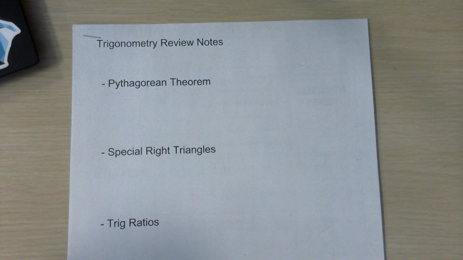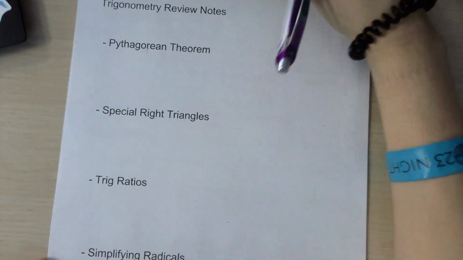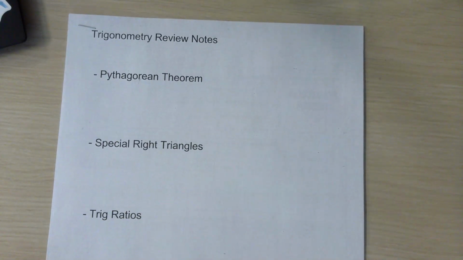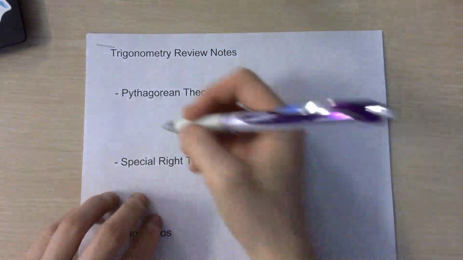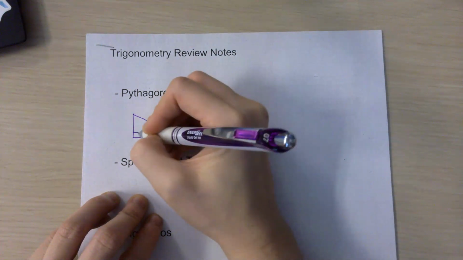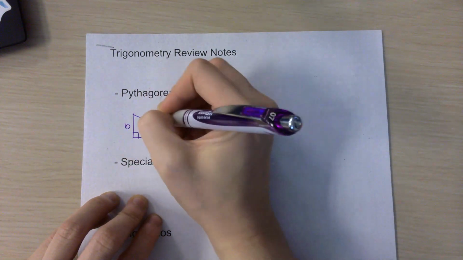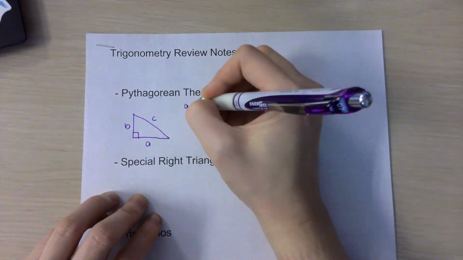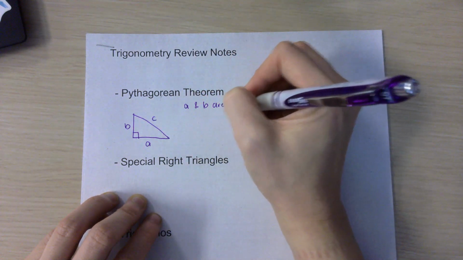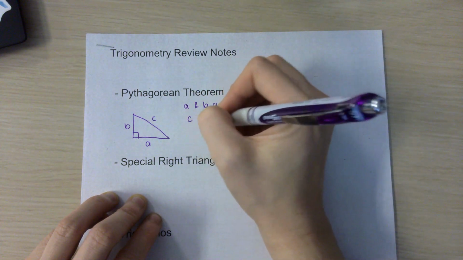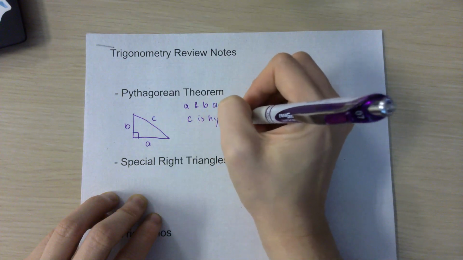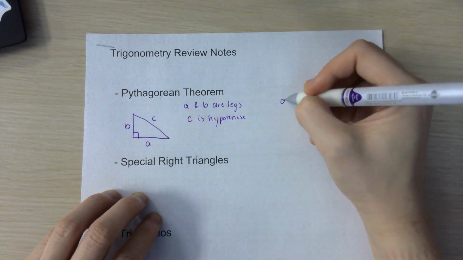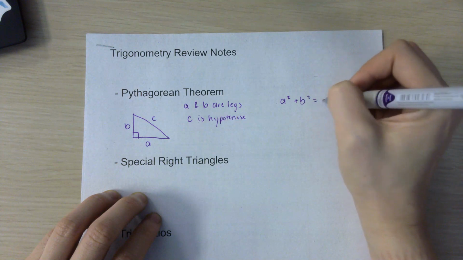We're going to review some of the trig that you might have learned in the past, just to do a recap before moving forward. So let's start with the Pythagorean theorem. We have a right triangle with sides A, B, and C. A and B are legs, C is the hypotenuse, and the formula is a squared plus b squared equals c squared.